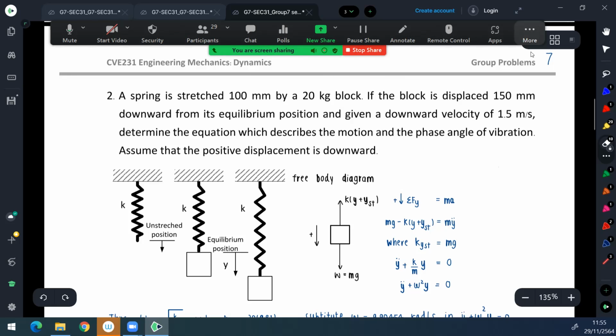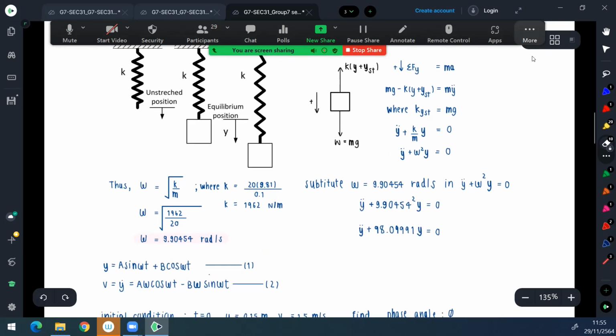Okay, let's consider this problem. This problem is the vibration problem. That is, we have the spring and the mass like this, and from this we may form the equation of motion. That is, we may write in this form. Okay, the equation of motion is written in this form.